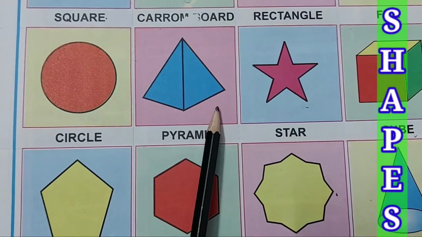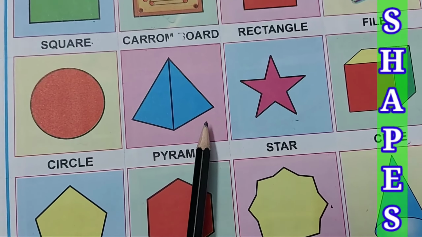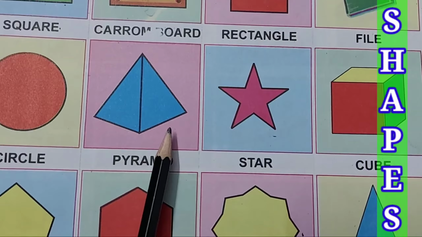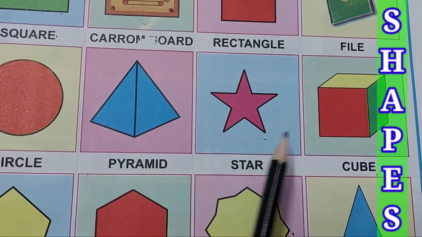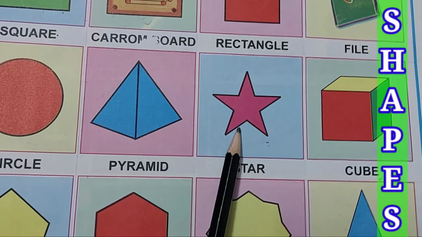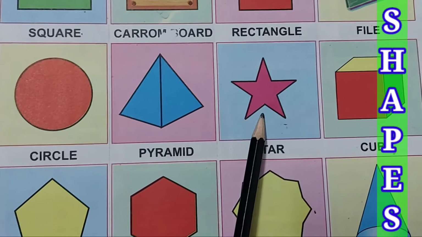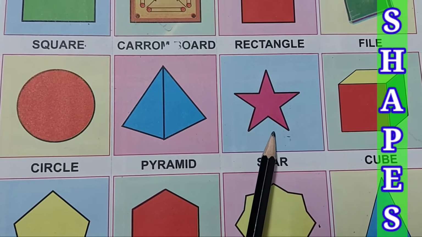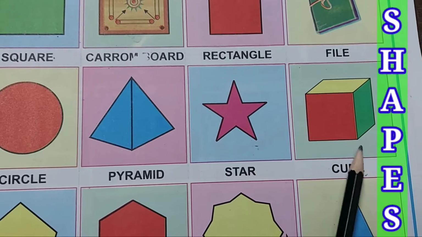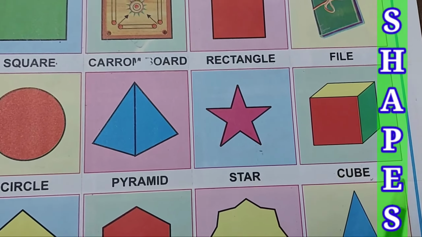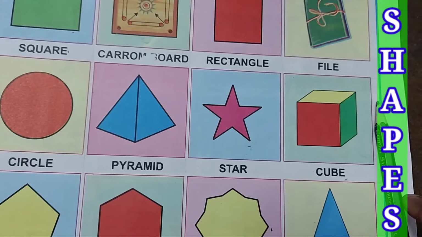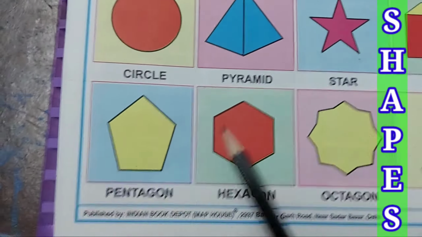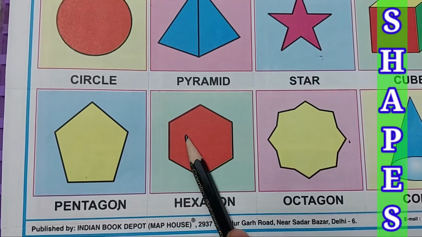This is a pyramid. The pyramid shape has 2 triangles. This is called a pyramid. This is a twinkling star. Everyone gets a star in your class every day. So this is called a star. This is a cube. We are playing with a cube now. So this is a cube.